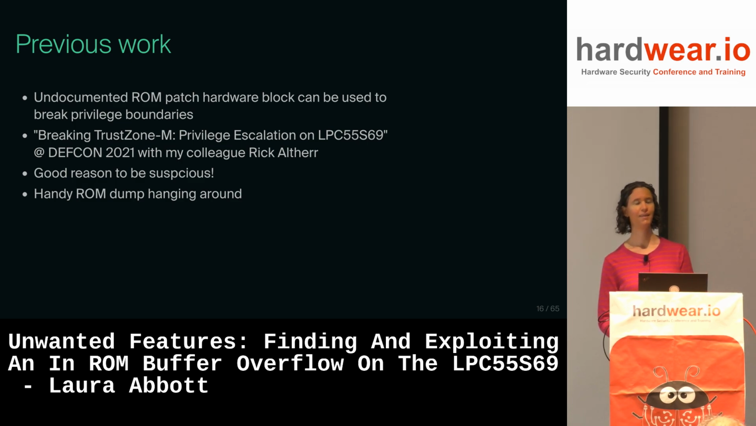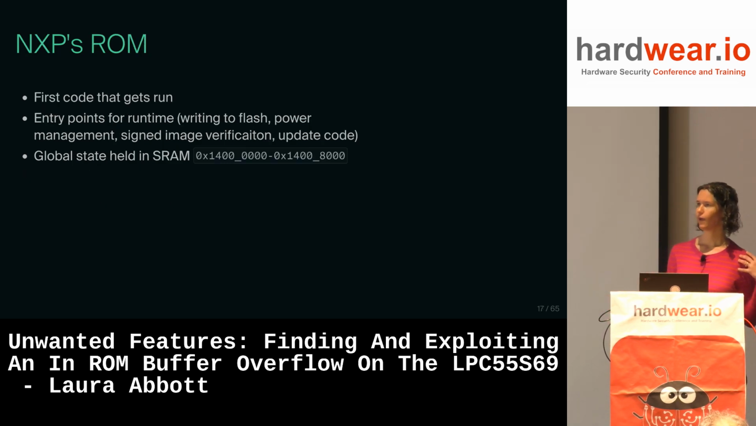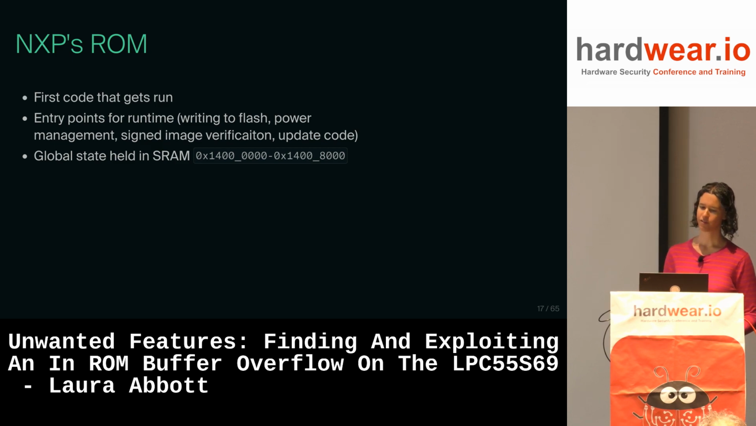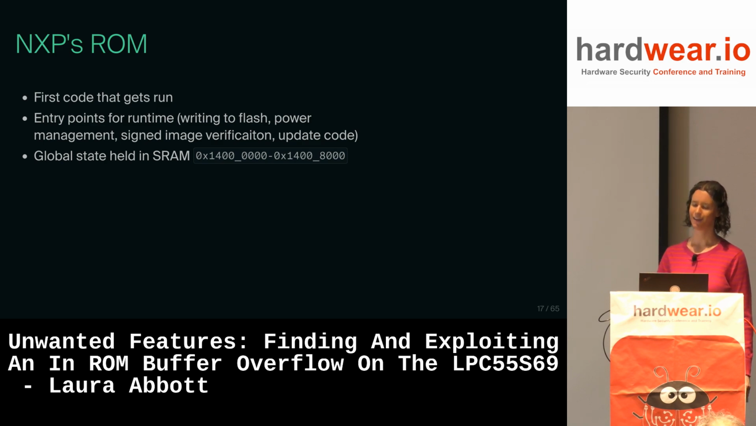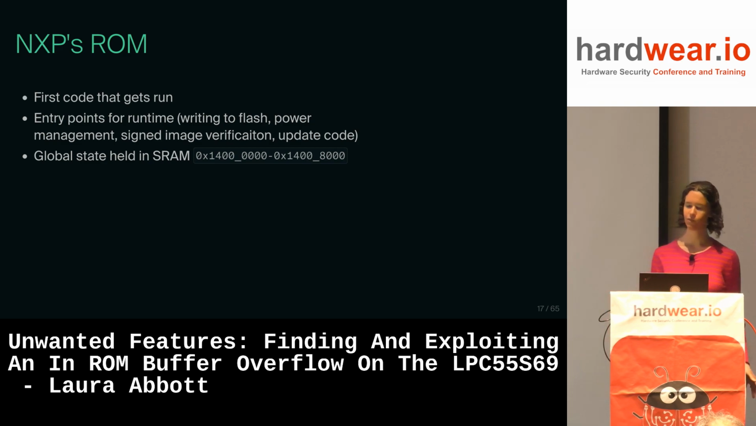But, of course, that doesn't mean I wasn't still curious, and I still had this ROM dump lying around to continue looking at exactly how this ROM was parsed. Okay, so I've mentioned NXP's boot ROM. NXP's ROM is the very first code that gets run on power-up. It's responsible for things like power settings, verifying signed images, and everything like that. I could probably give a full talk on NXP's ROM at this point. It also has entry points for things that can be called at runtime, like writing to flash and calling update code from user code. The ROM uses SRAM for holding all of its global state, which will be important in a bit.